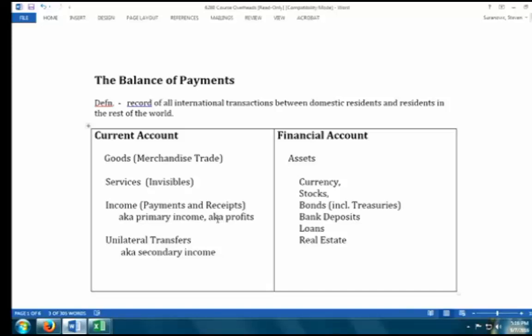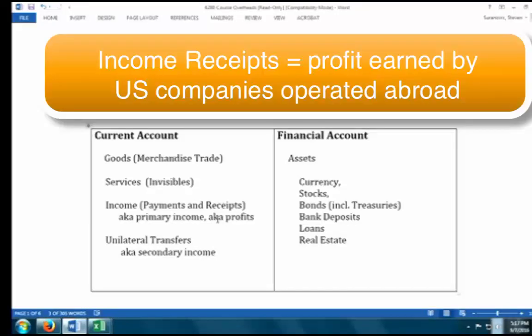So profits consist of this: a U.S. company owns an operation abroad, runs that operation abroad, produces a product, sells it, maybe abroad or maybe back in the United States, it doesn't matter, but it's running an operation and that operation is generating profits for the owners of the firm, which let's say are all located in the United States. When that profit gets pulled back and becomes a form of income to U.S. residents because of that foreign operation, we call it an income receipt. So it's profits being earned by a U.S. company that has operations or transactions being conducted abroad.